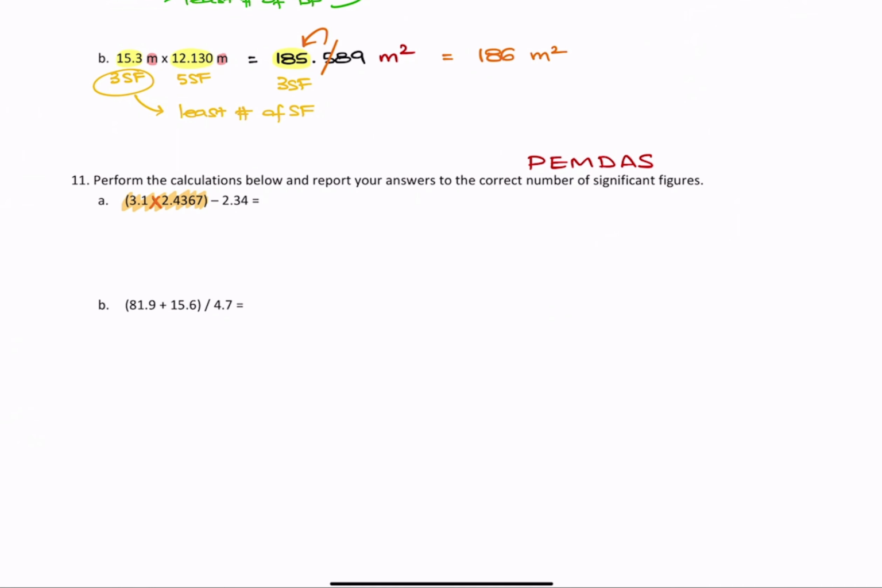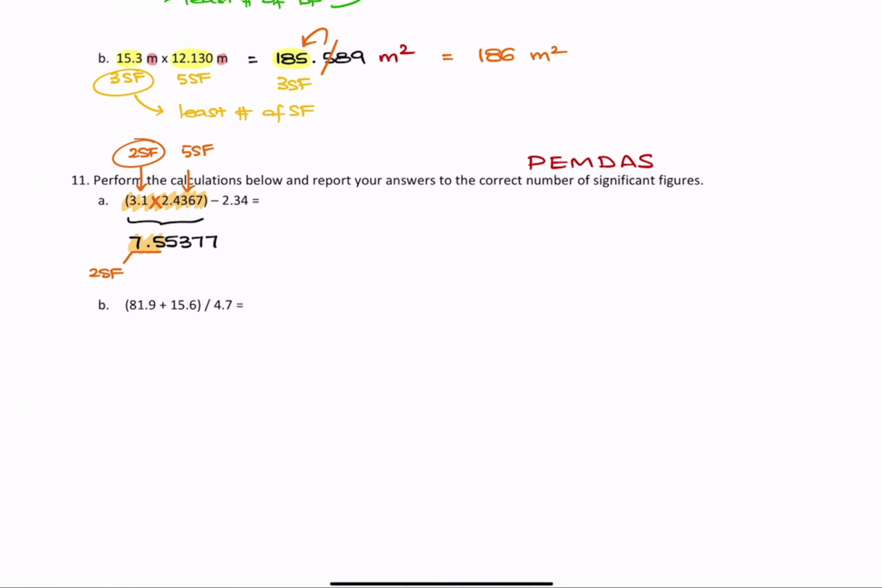It's a multiplication. We have 2 sig figs here, and we have 5 sig figs here. We're going to do this on the calculator. So on the calculator, we're going to do 3.1 times 2.4367, and the calculator gives me 7.55377. It's a multiplication, so I'm going to go with the least amount of sig figs, and I should only keep 2.